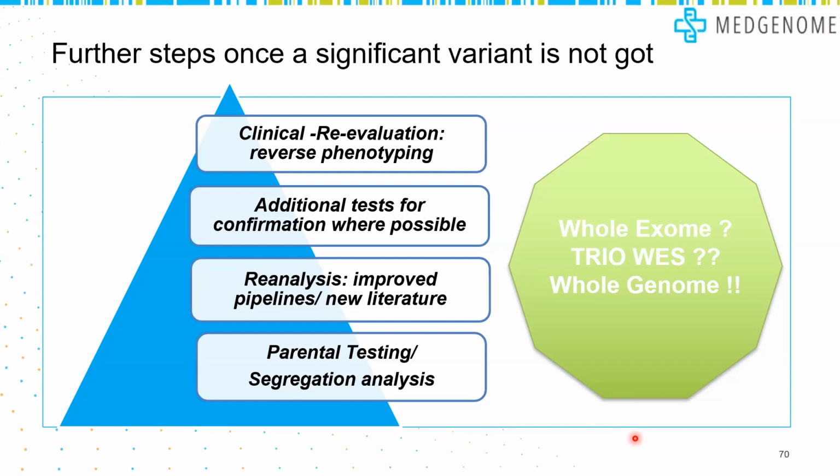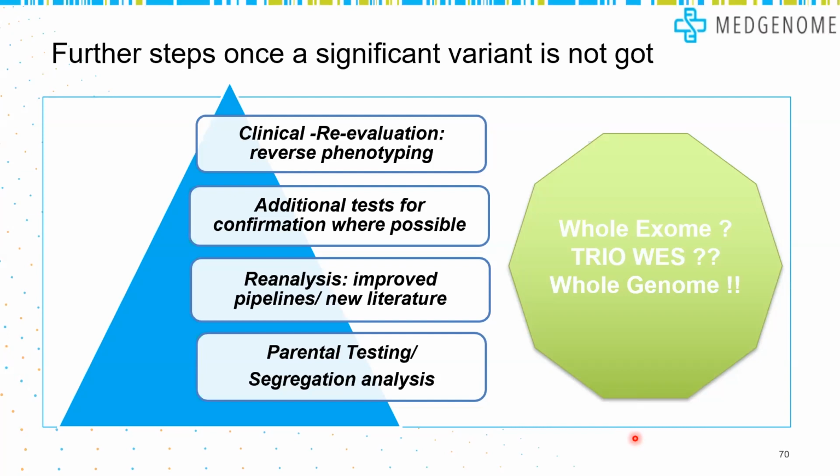So either you do a clinical evaluation or you do a reverse phenotyping. Reverse phenotyping is, whatever gene of interest or variant has been given in the report or via email, you recall the patient and compare the genotype with the phenotype, rather than the phenotype which you had and the genotype which has gone.